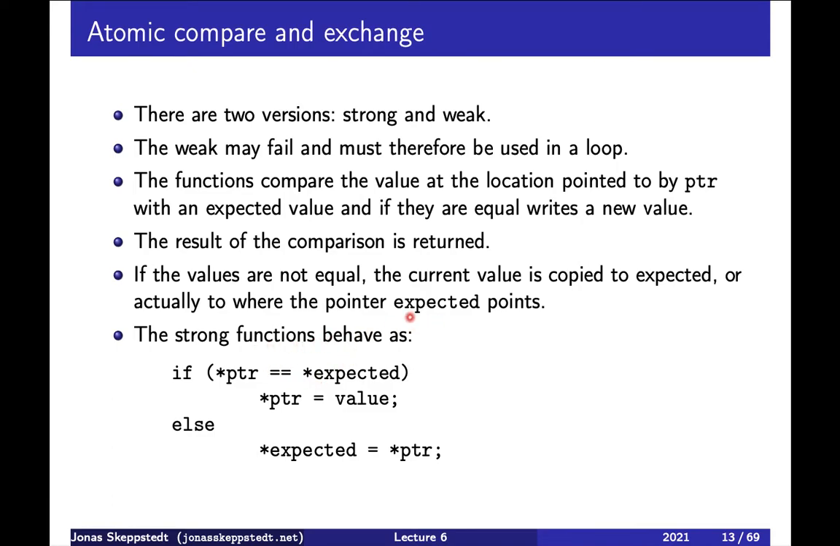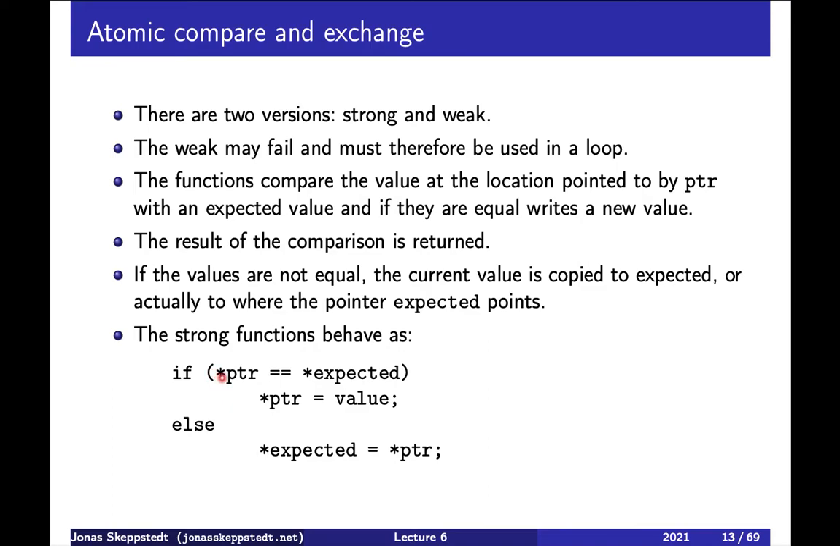Basically, these functions contain the following if statement. And recall now, pointer is a pointer to the atomic variable, and expected is a pointer to a variable with the value that we expect it has or want it to have, and value is the value that we want to write to this atomic variable. Okay, so what we do is to check if the atomic variable has the expected value, and if that's the case, then we copy value into the atomic variable.